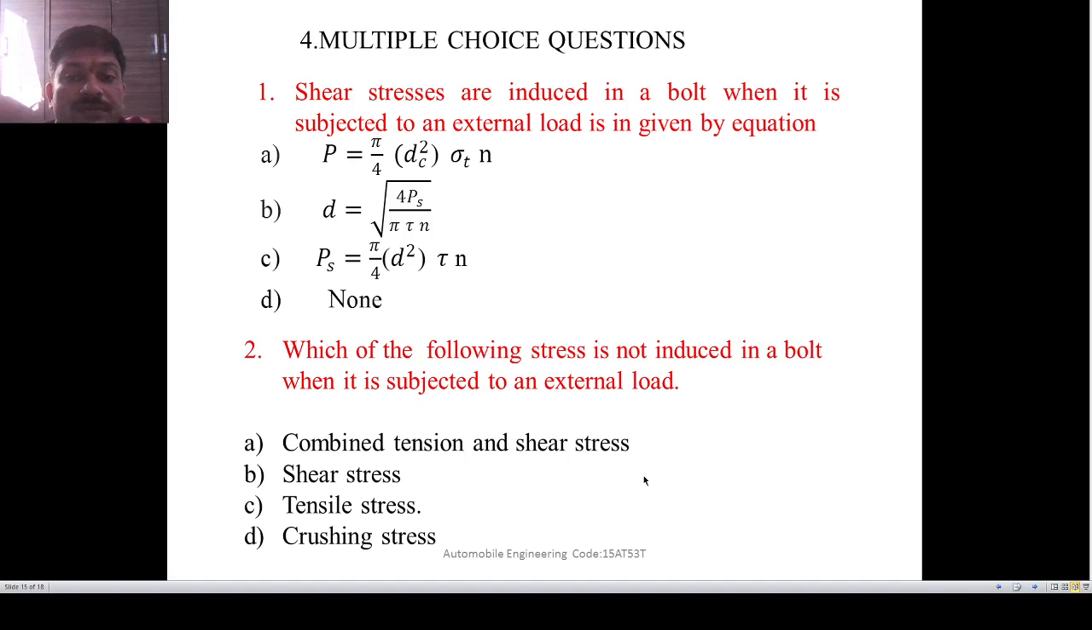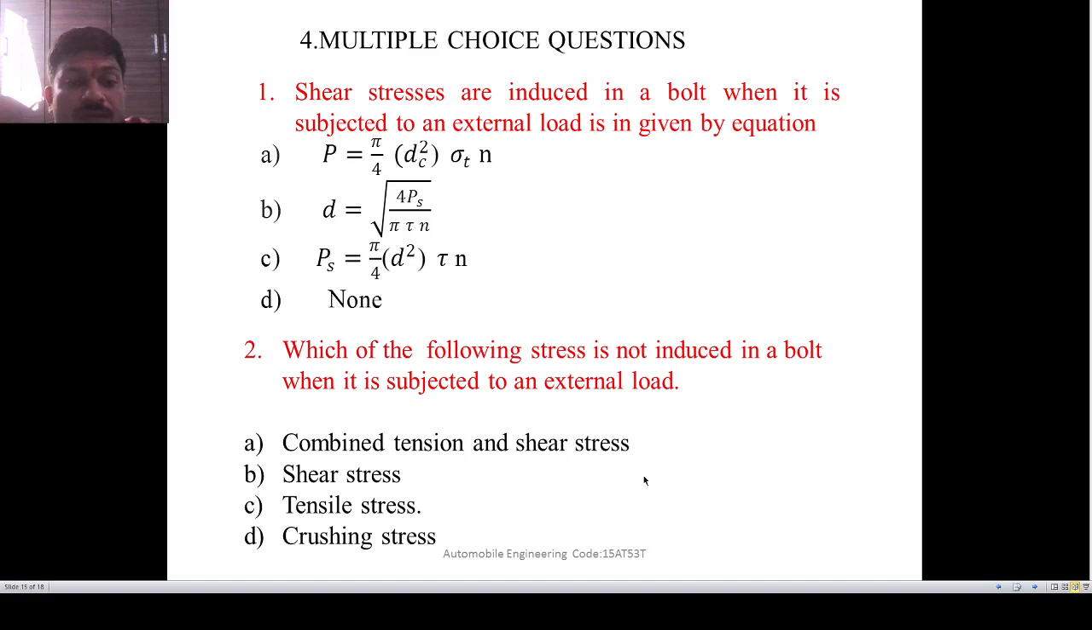So shear stresses are induced in the bolt subjected to external loading. At that time, these are the equations given, which is correct for the shear load? The first one is P equals pi by 4 dc squared into sigma t into n. The second one is d equals the square root of 4 Ps divided by pi into tau into n. And the third one is Ps equals pi by 4 d squared into tau into n.